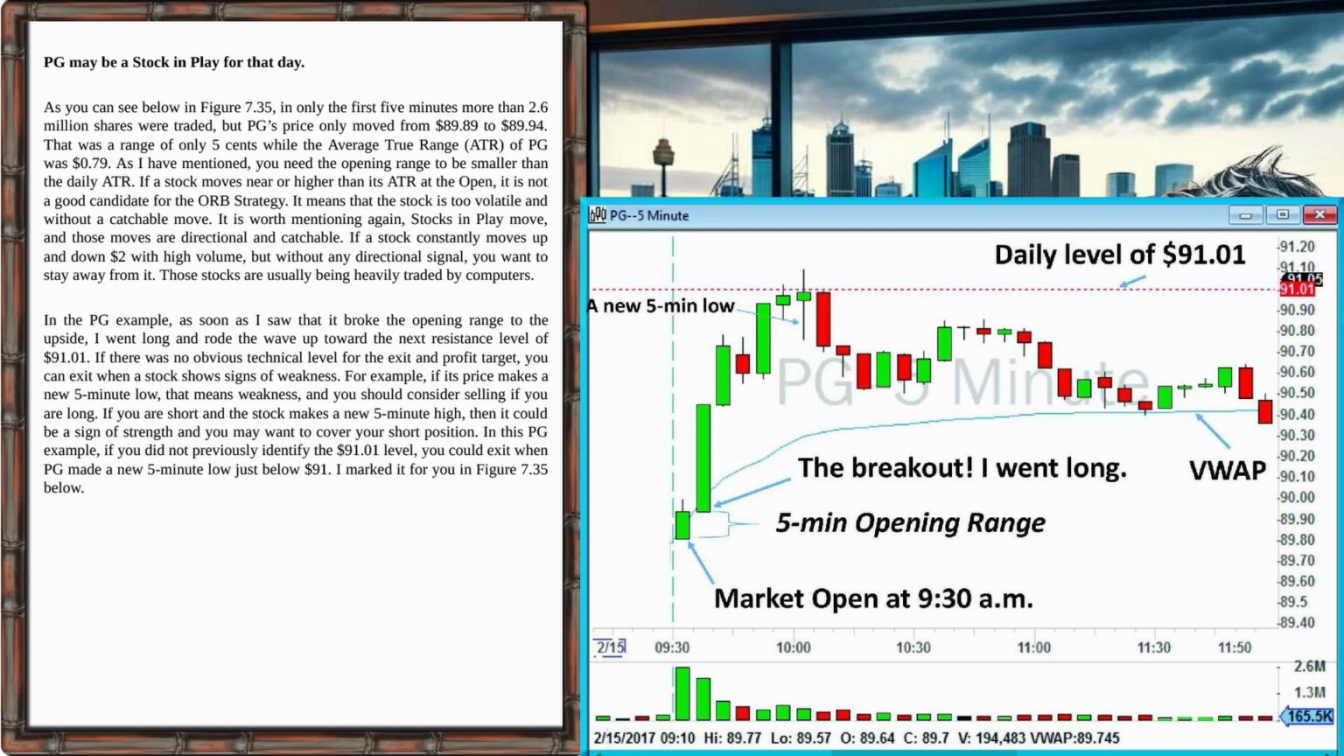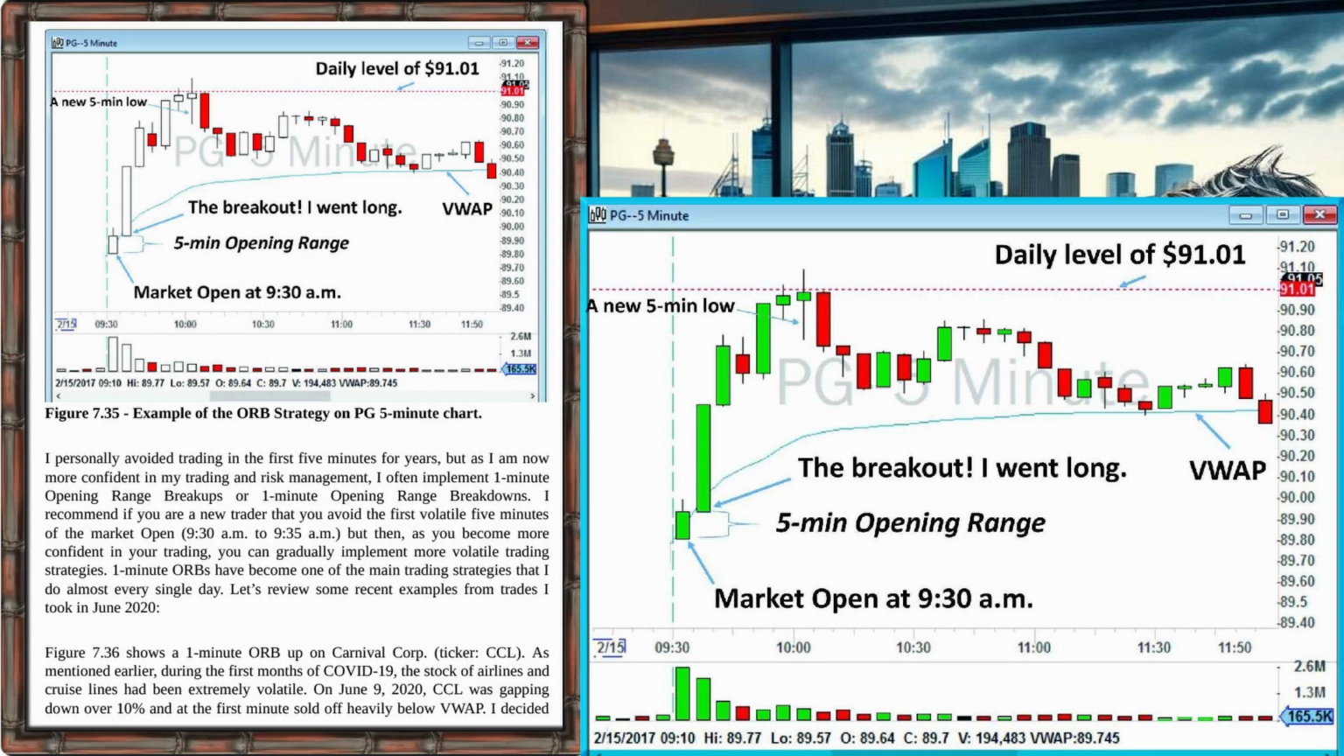If there was no obvious technical level for the exit and profit target, you can exit when a stock shows signs of weakness. For example, if its price makes a new 5-minute low, that means weakness, and you should consider selling if you are long. If you are short, and the stock makes a new 5-minute high, then it could be a sign of strength, and you may want to cover your short position. In this PG example, if you did not previously identify the $91.01 level, you could exit when PG made a new 5-minute low just below $91. I marked it for you in figure 7.35 below.